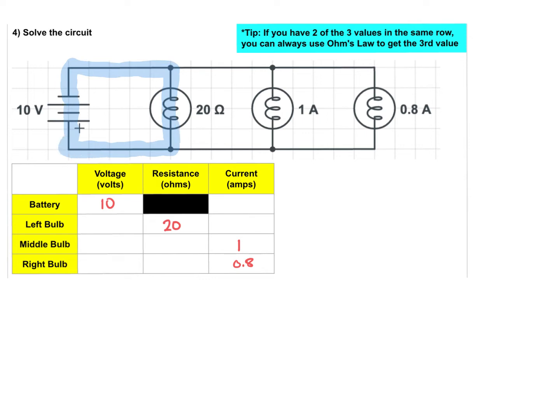So in this first loop, there is 1 light bulb, and therefore the 1 light bulb is going to receive all of the voltage from the battery, which would be 10 volts.